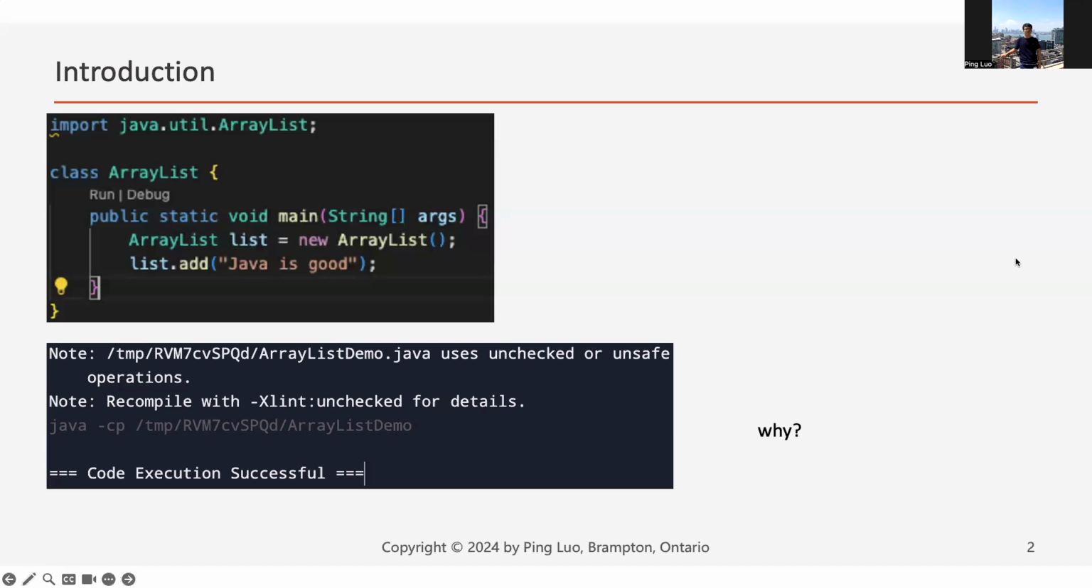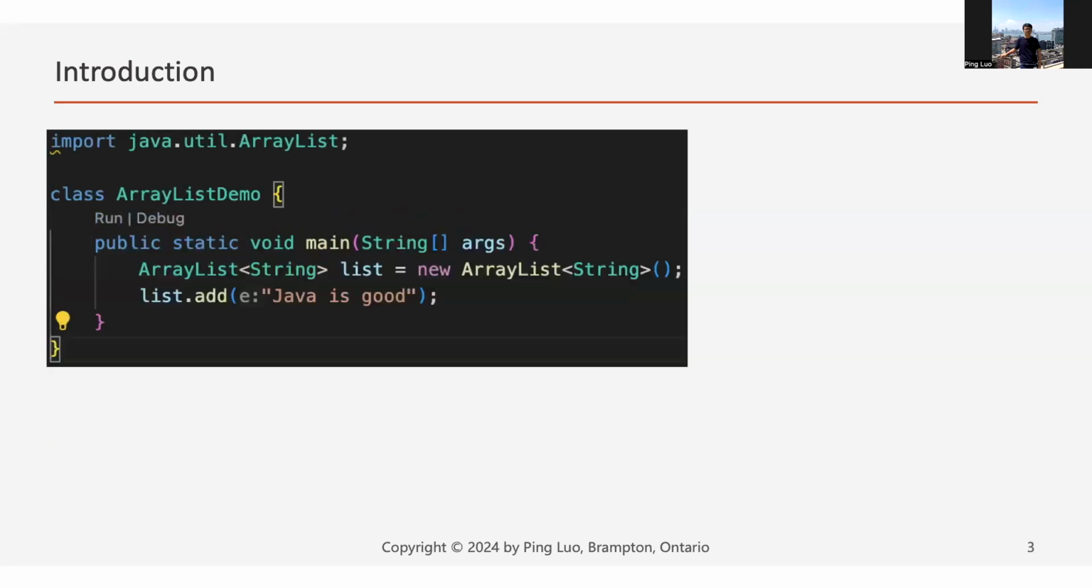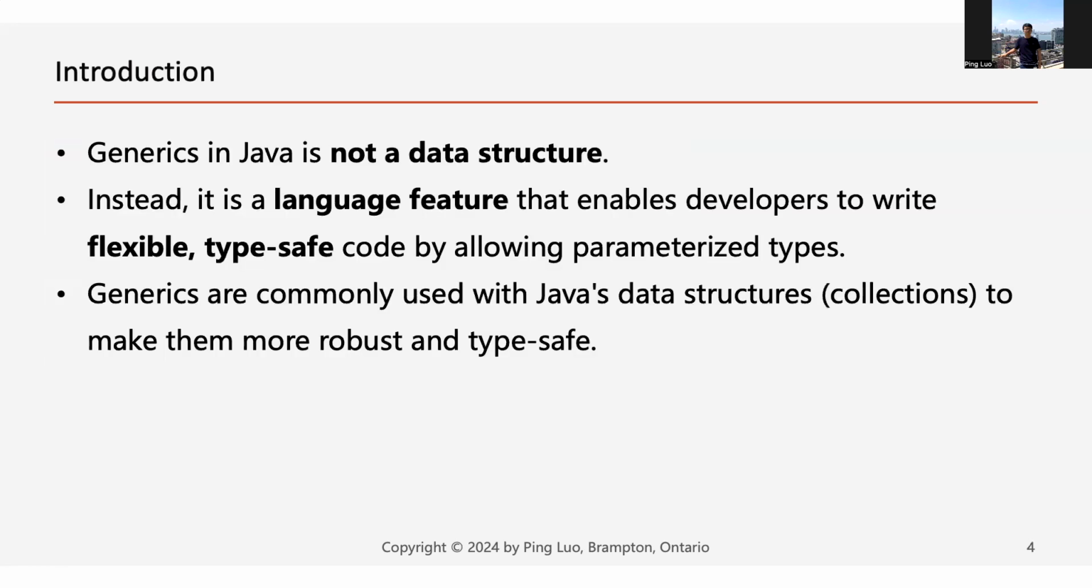Here, I define an array using ArrayList. And if I compile it, it says unchecked or unsafe operations. Well, why does this happen? This is because usually when we use ArrayList, we need to define what type of values are saved in that list, right? So for example, this one is string, so I can only add strings into it. If it's an integer, it's only integer. This kind of behavior is called generics.